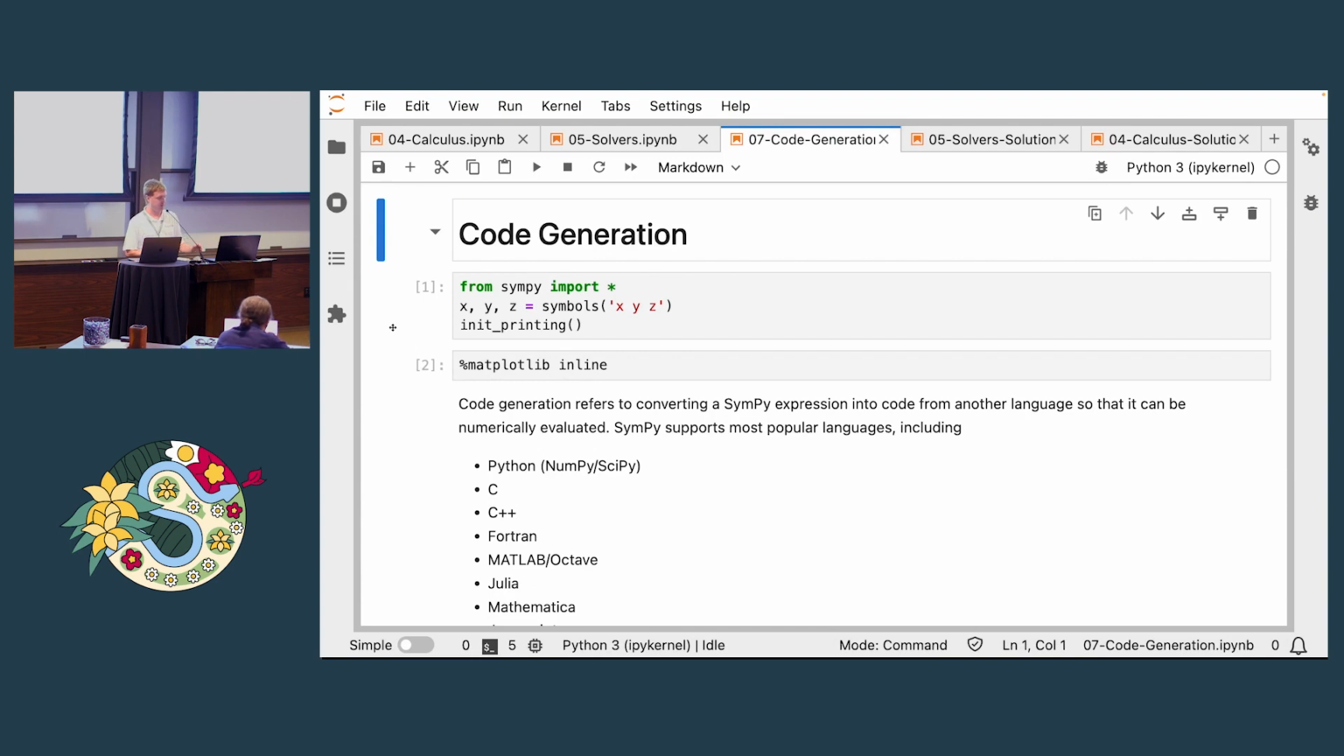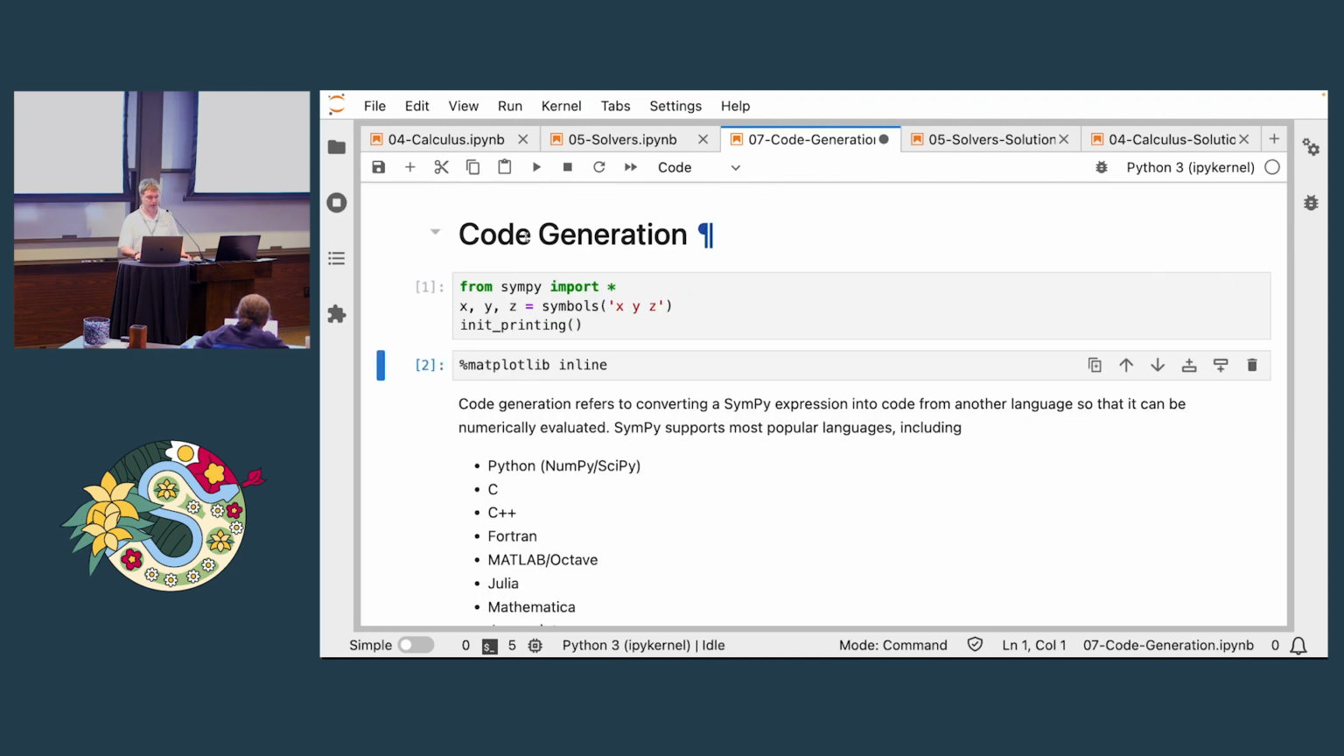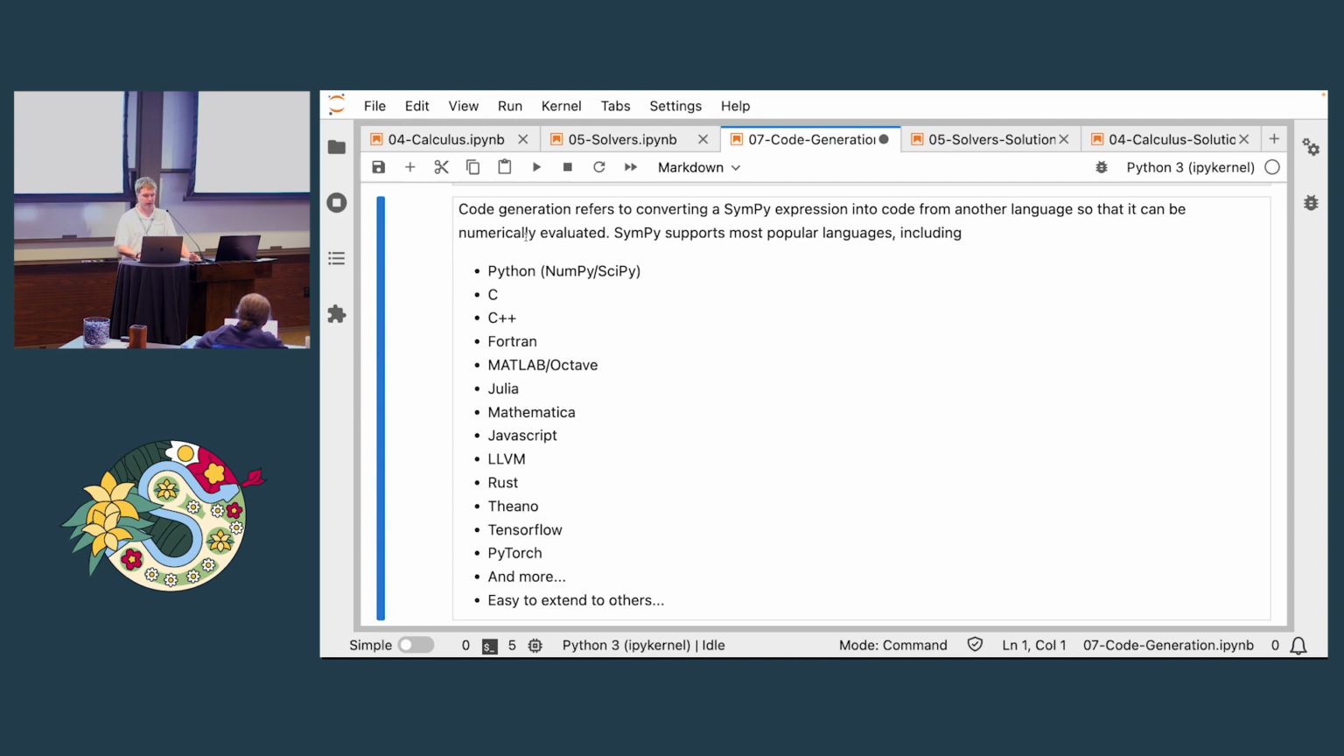All right, well, let's get started again. The last section. So yeah, now I want to go over code generation. What do I mean by code generation? Code generation refers to the process of taking a SymPy expression and converting it into code from some other language or library. SymPy supports generating code for a pretty large number of languages and libraries.